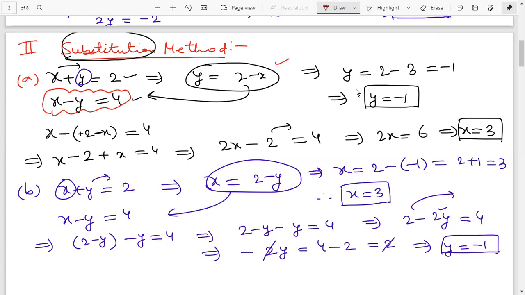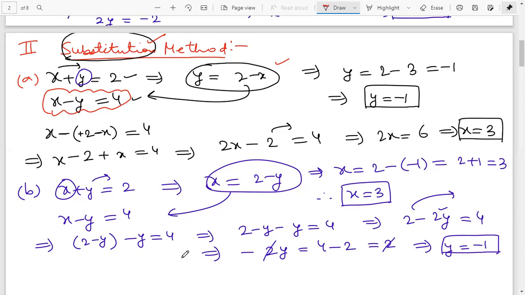So any one approach we can have, either take out the x value or y value in terms of the other variable, and then put it in the second equation, or from the second equation take values of x and y and put them in the first equation. Any one method will give the answer. So this was the substitution method, where we substituted one variable in terms of the other in the second equation to get the values of x and y.